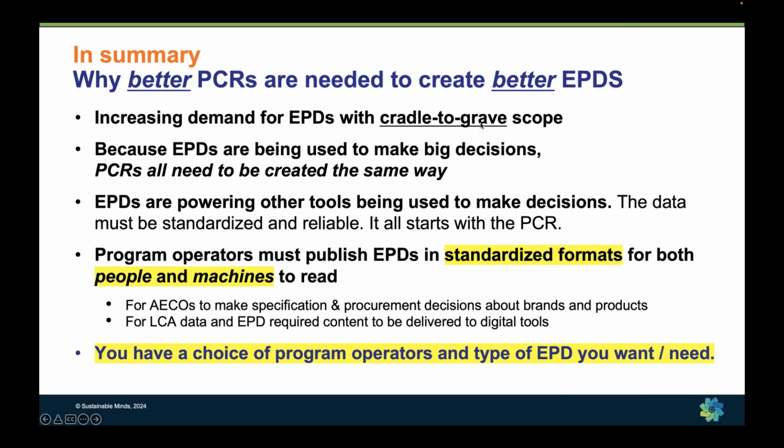And just to wrap it all up, and this is kind of the end of the first stage of this series, again, summarizing why better PCRs are needed to create better EPDs, because it flows all the way down into the tools that people are using to make decisions about products and brands, and it all starts with the PCR. And now you know, not only does it all start with PCR, it means making improved PCRs, it means making improved tools to make it easier for people to make decisions, and it means working with program operators who understand the importance of standardization and digitization.